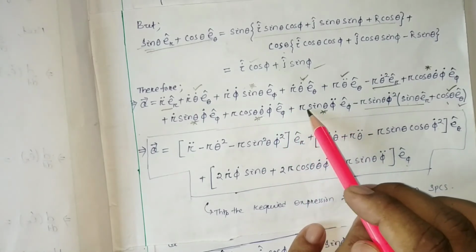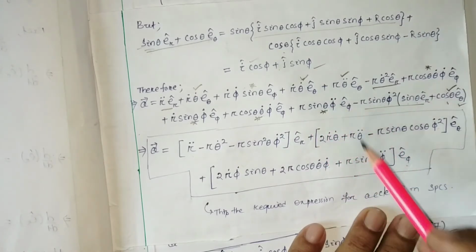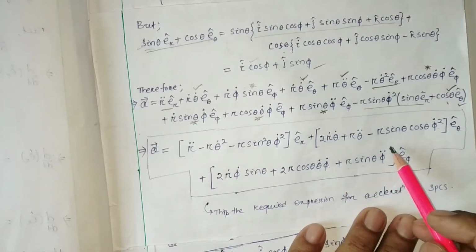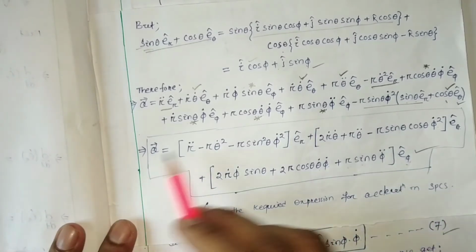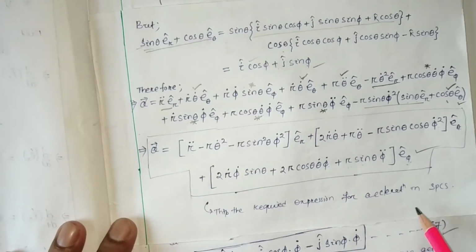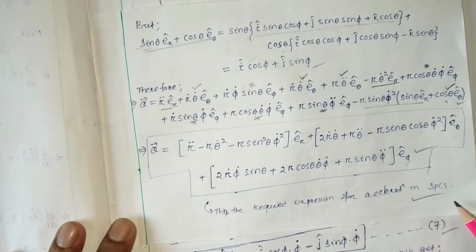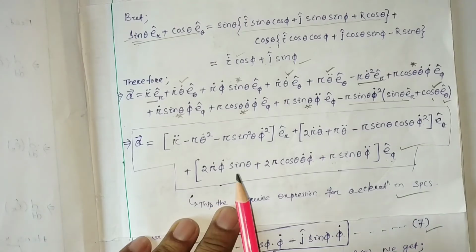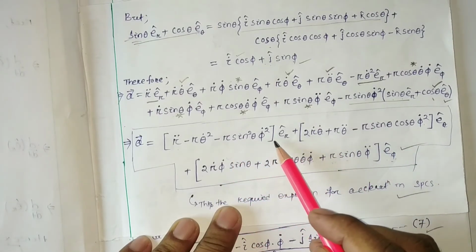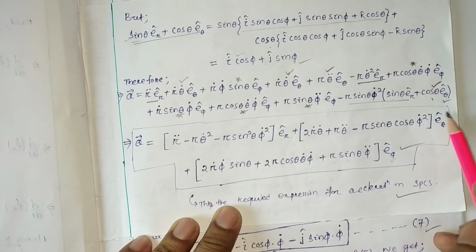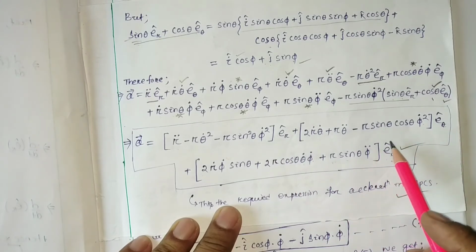Next this one: r sin theta phi double dot, whole into e_phi cap. So this is the required expression for acceleration in the spherical polar coordinate system. Here we got three terms, one belonging to e_r cap, one to e_theta cap, and another to e_phi cap.